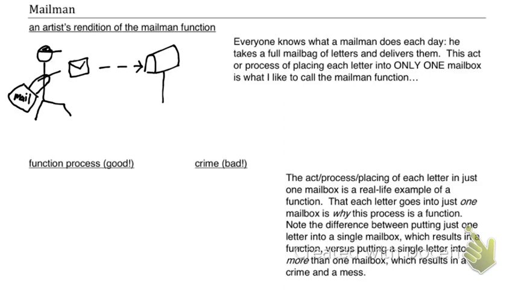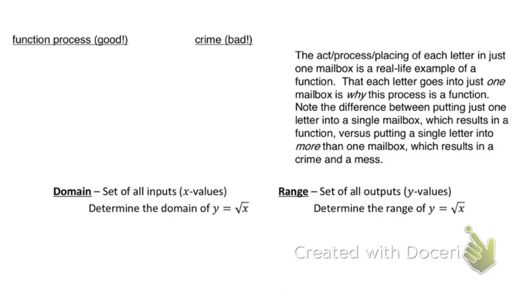There's math classes that just talk about stuff like this, real-world situations that are functions. If we look down here, it says the act or process of placing each letter in a mailbox is a real-life example of a function. And let's talk about why it's a function. There's things that are acceptable that the mailman can do, and there's things that he cannot do with the mail. We're just talking about one of two things. So, function. Here's where it's good. The mailman is fine if he does this process. So let's say he has 3 letters. That's letter number 1.